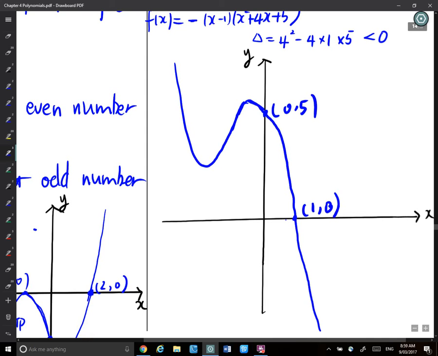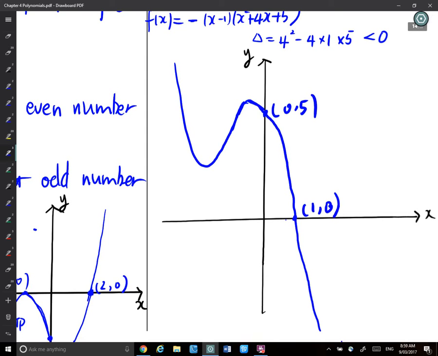If you keep going like a straight line forever that side, it's not a cubic shape. I want to maintain a cubic shape. So the cubic shape is like that, but I cannot make the turning point below the x-axis. It must be above it to make sure there's no other x-intercept. So the graph will look like this.